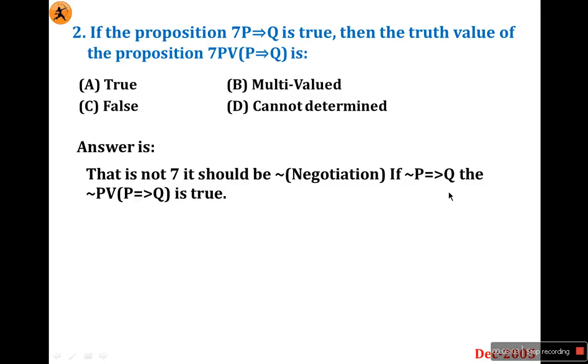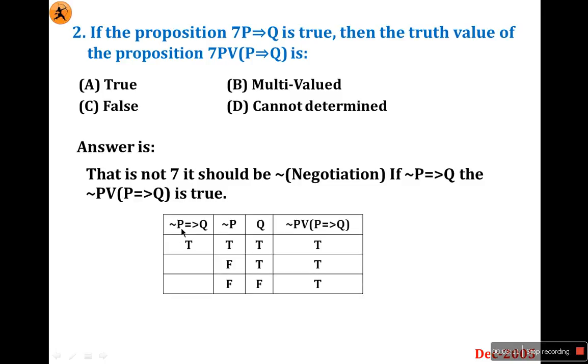So negation of P implies Q. The negation of P or P implies Q is true, meaning negation of P implies Q is true. Then what is the value of negation of P and Q? In an implication, only when the first one is true and the second one is false is the resulting answer false. In all other cases it is true. So it is true means this is the combination: true implies true is true, false implies true is true.